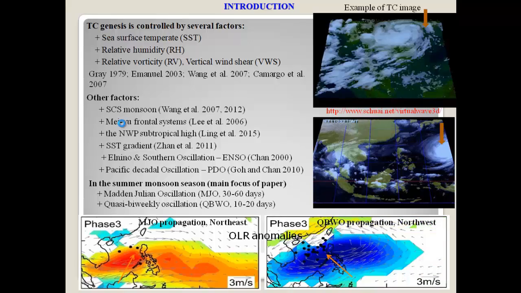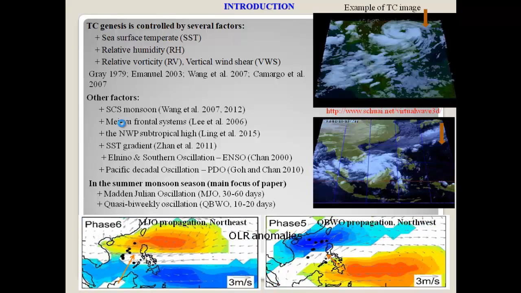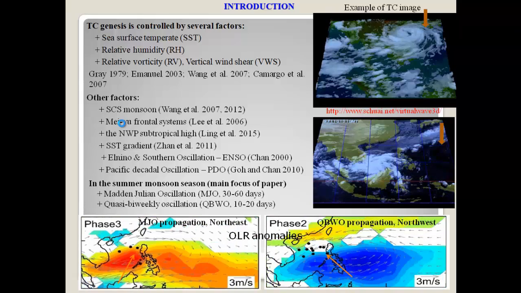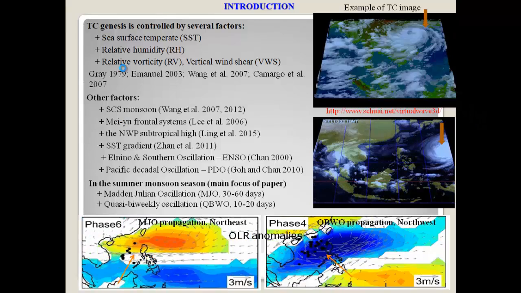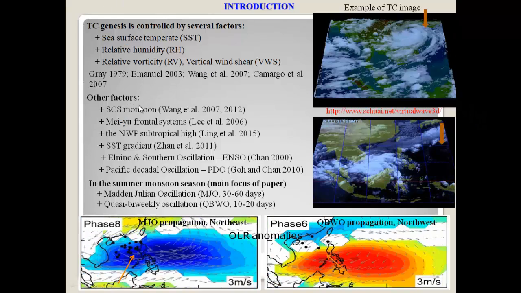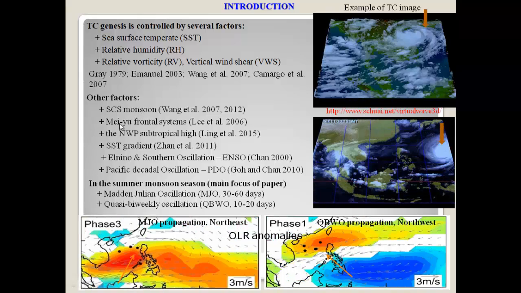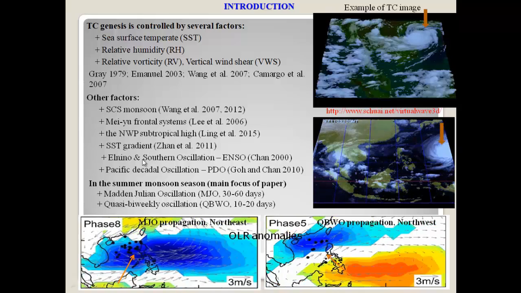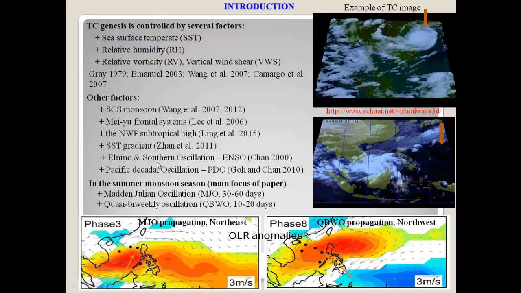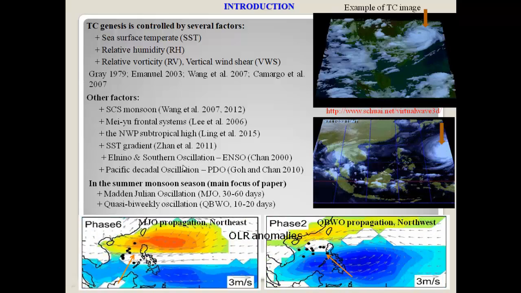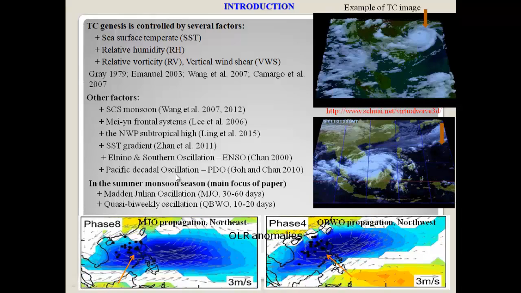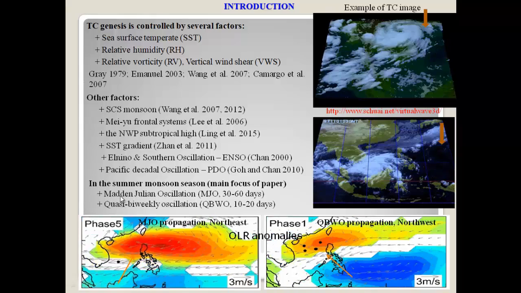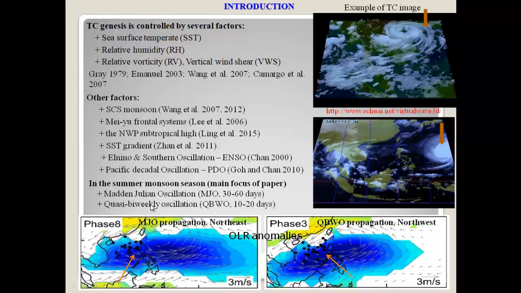Several environmental factors can affect TC genesis in the South China Sea, including sea surface temperature, humidity, vorticity, and vertical wind shear. Other phenomena include the monsoon, the MJO system, the subtropical high, the SST gradient, and also the El Nino Southern Oscillation Index. But this paper mainly focuses on intraseasonal oscillations, including the Madden-Julian oscillation and the quasi-biweekly oscillation.